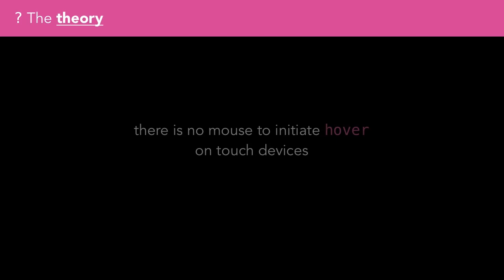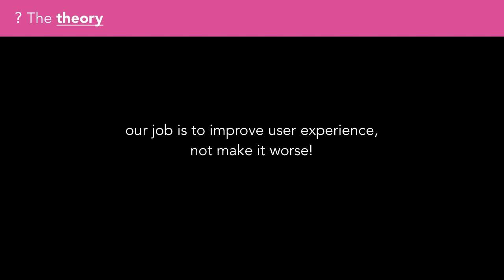Hover states can be applied to any element, not just links, which makes them very versatile. But on touch devices, there's no mouse to initiate the hover. Hover styles sometimes get applied if a user taps very lightly on a link or button, but this isn't reliable and isn't consistent across platforms and devices. It can often be very confusing, and our job is to improve user experience, not make it worse.